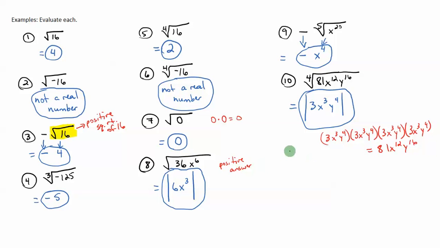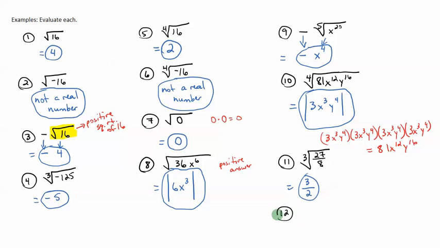Alright, let's do one, maybe two more examples. Number 11, the cube root of the fraction 27/8. So I'm thinking of a fraction that will multiply by itself 3 times to be 27/8, and the answer is 3 halves, because 3 halves times 3 halves times 3 halves equals 27/8.